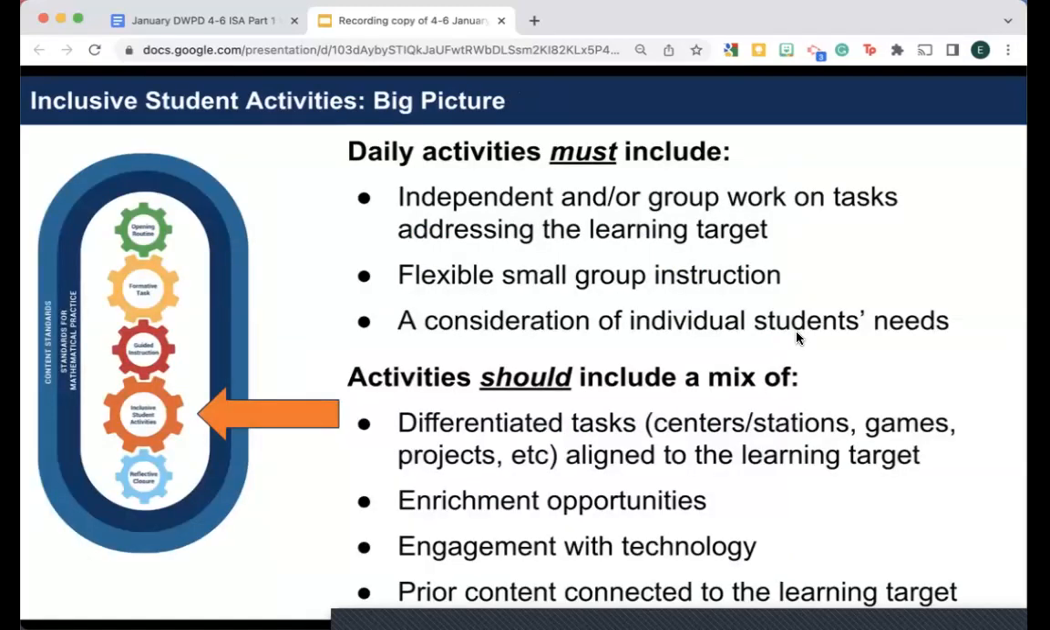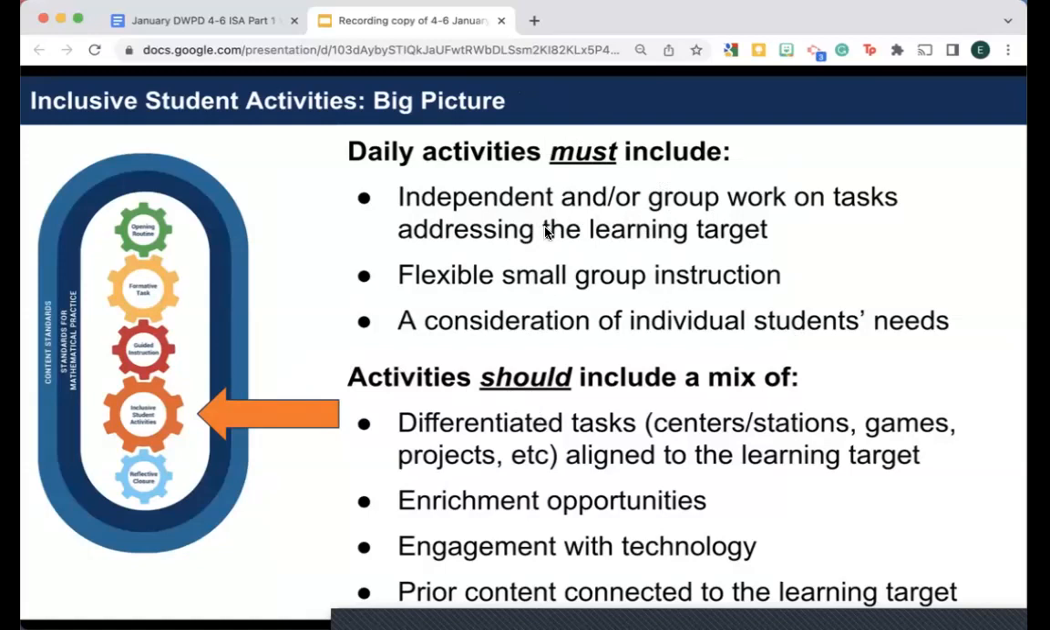All right. Hopefully, some of the things you see on the screen are similar to things that you just reflected on. We've got some musts and some shoulds. When we think about ISA, we want to make sure that as a baseline, all students have an opportunity to address the learning target through practice. That can be independent, that could be with a partner or a group, but there's got to be some opportunity to practice the learning target.